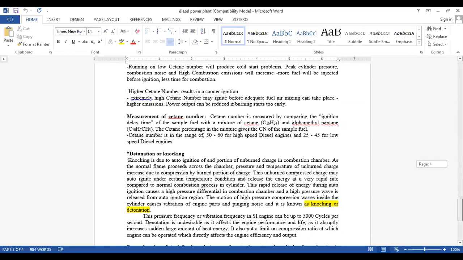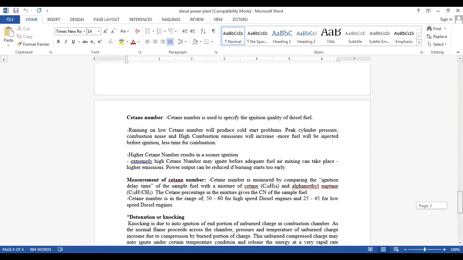Then there are two very important definitions related to this diesel power plant. The first one is the cetane number and another is knocking. So what is cetane number? It represents the ignition quality of the diesel fuel. The diesel fuel that is inserted into the diesel engine, what is its quality? Its quality is measured in the form of cetane number.